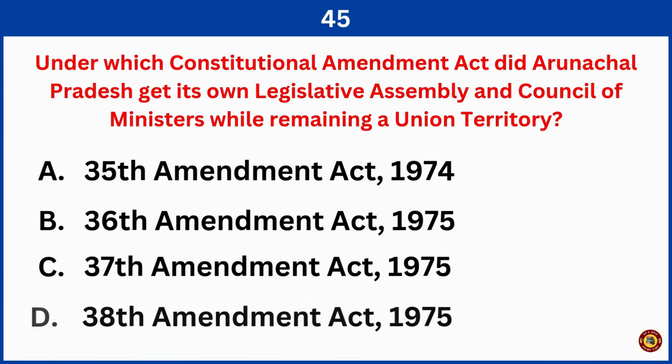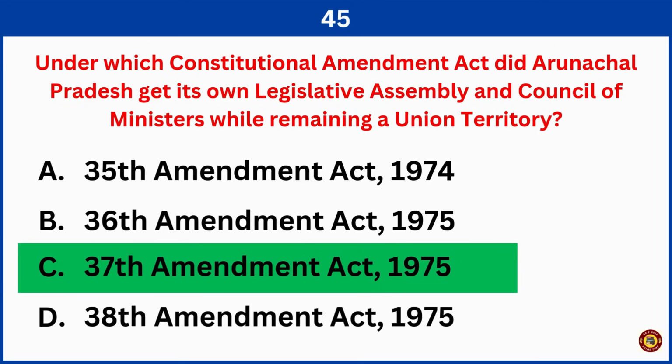Under which Constitutional Amendment Act did Arunachal Pradesh get its own legislative assembly and council of ministers while remaining a union territory? Right answer is option C, 37th Amendment Act 1975.